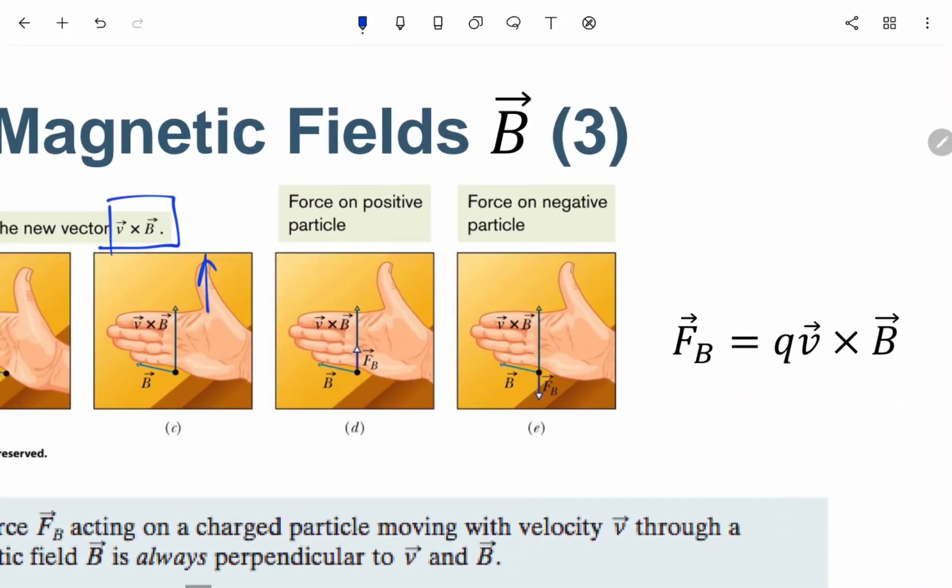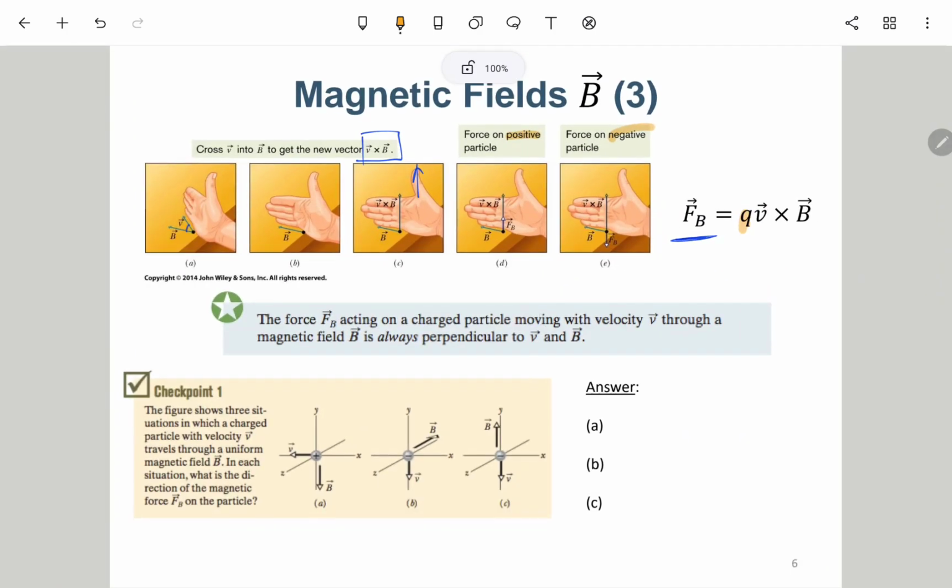But for the Lorentz force, you must pay attention to the polarity of the charge. If the charge is positive, FB has the same direction as V cross B, but if Q is negative, V cross B will be in the opposite direction of FB. So just pay attention to that. For a positive particle, FB and V cross B point in the same direction, and for a negative particle, FB and V cross B point in opposite directions. It's just that easy.